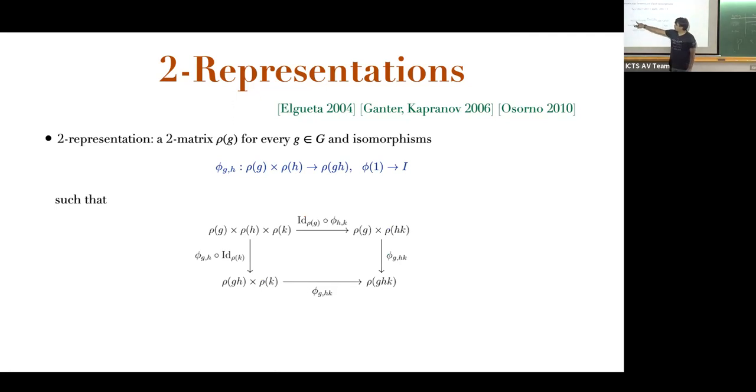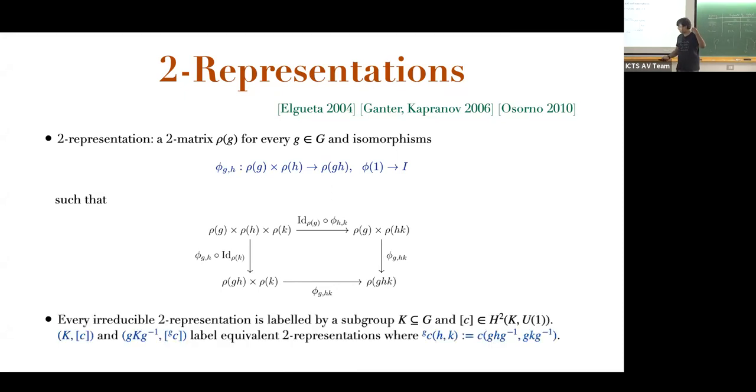We start with this product of 2-matrices, and we can do this phi operation on these two. We get this product. We can again do a phi, we get rho GHK. But we can do it the other way around, and these two should agree. So there's a compatibility condition that we impose on this extra structure. We can solve all this. I won't solve all this here. And what we find is exactly the same as what we found before. That is, irreducible 2-representations are classified by subgroups of the group and 2-cocycles, which is exactly the same set of data that we found when we were describing the surface operators by gauging.